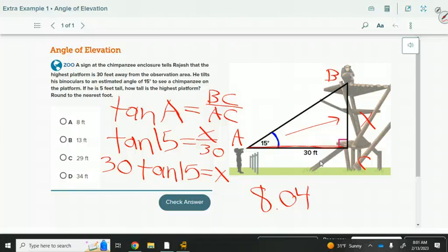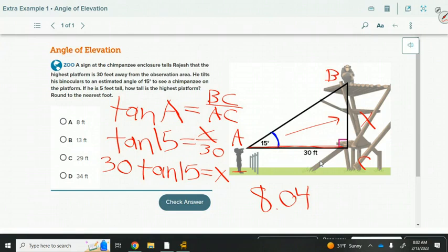Remember what we did last time? Last question that we had the 102 feet total. Exactly. We're going to add the 5 feet because we got to think about Rajesh right there. He's 5 foot tall. And so all we did was we just solved for the side of BC. Now we have to find the overall height. So we add the 5 feet to the 8 feet. Answer is going to be 13, or in this case, going to be answer B.